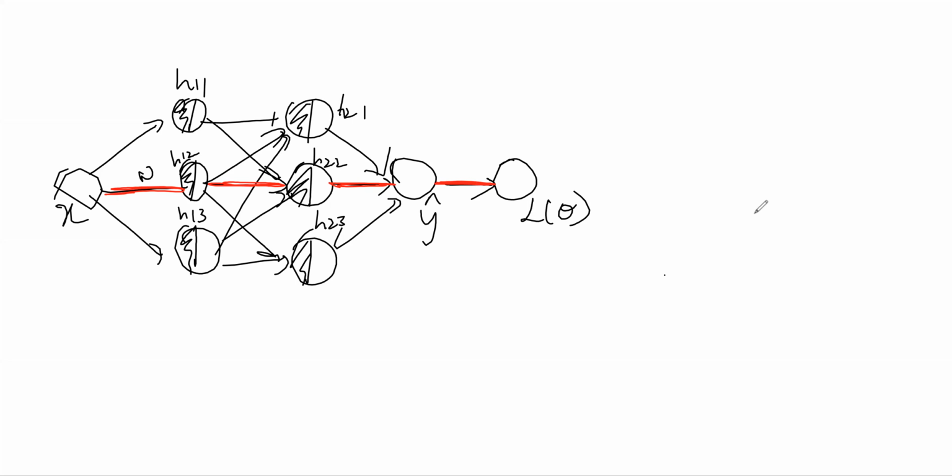Example here. Since I know the value of these, I first backtrack here and I get to know that. The next time I backtrack here, I get to know this value. Again, I backtrack here, I get to know the weights. Backtracking, I get to know the weights of this.